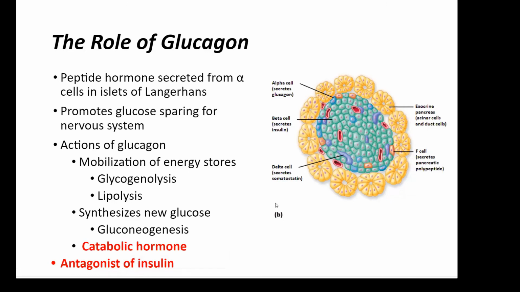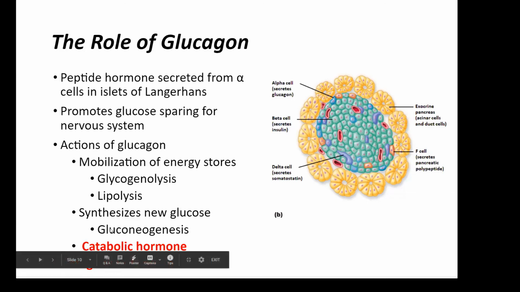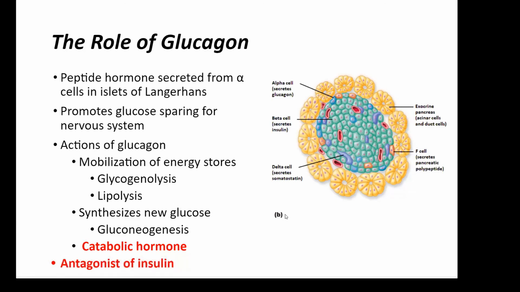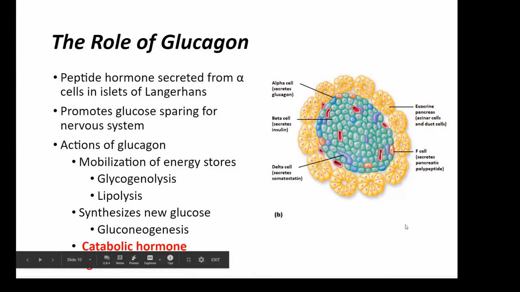We're going to be making new glucose. So we want to make sure that we have glucose for the central nervous system, which means that we're not going to just rely on that glucose in the blood. We're also going to make some new glucose. So gluconeogenesis. Neo is the new, gluco is the glucose, genesis, right, is creation. So creation of new glucose.